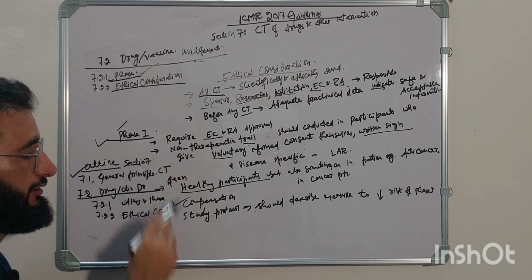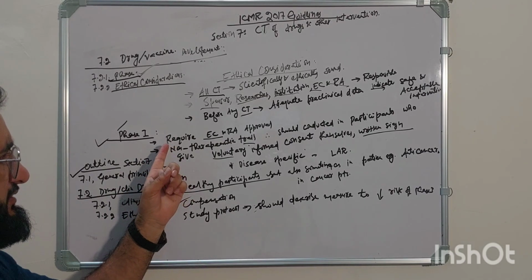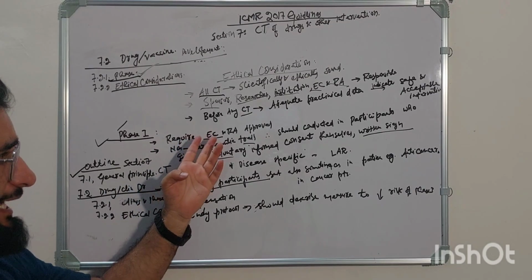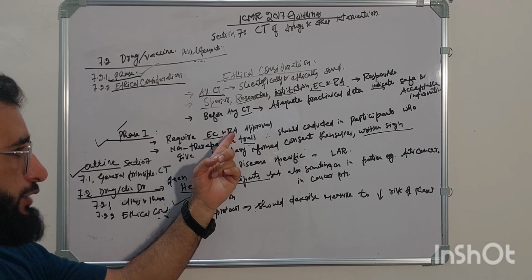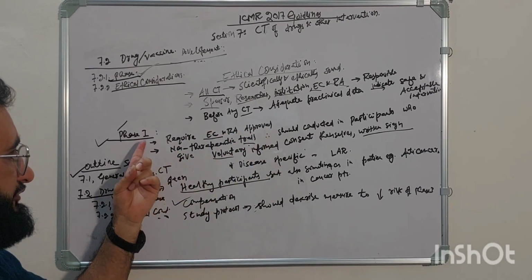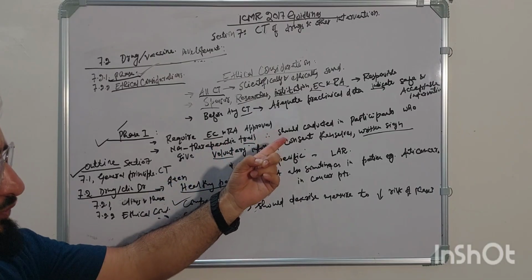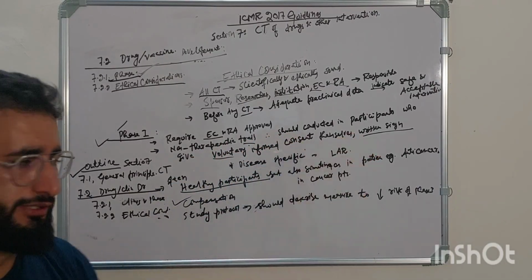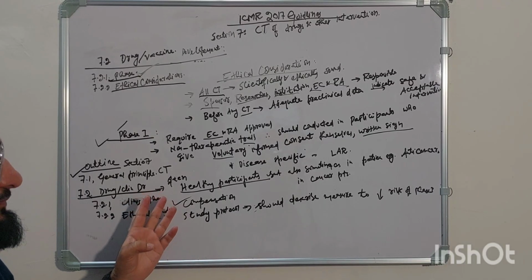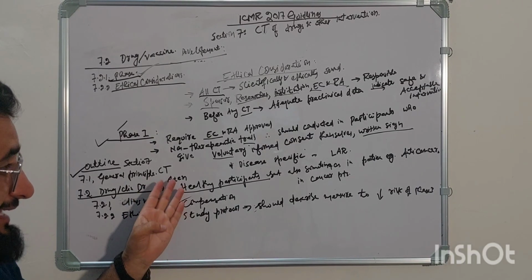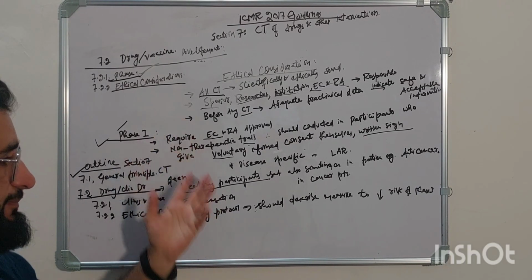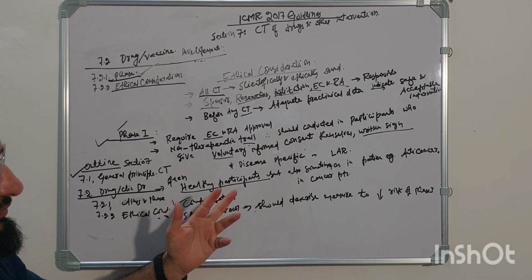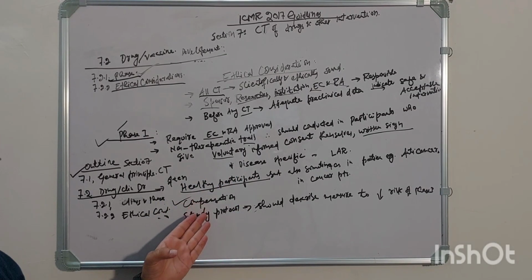Under phase 1 they have written that to carry out phase 1, it requires ethical committee approval and regulatory authority approval. As phase 1 is a non-therapeutic trial, it should be conducted in participants who give voluntary informed consent themselves, with a written signature. And as the participants are often healthy participants, compensation must be given.